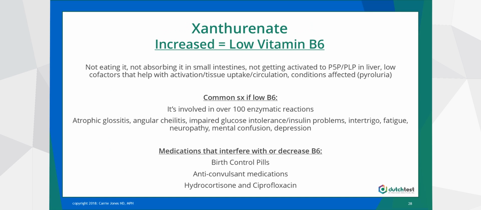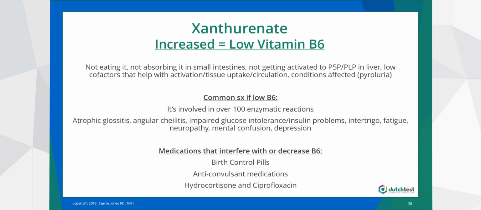All right, xanthurenate. If xanthurenate is high, your B6 is low. Now, B6 is a little more complicated than B12. It's either you're not eating it, you're not absorbing it in the small intestines, it's not getting activated to P5P or PLP in the liver. You have low cofactors, so you can't activate it, you can't get the tissue uptake, you can't get it out into circulation, or maybe you have a condition that affects your B6 directly, like pyroluria.